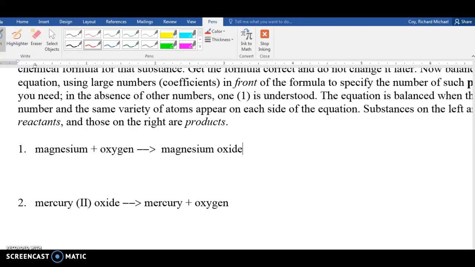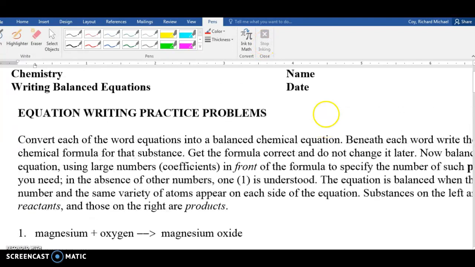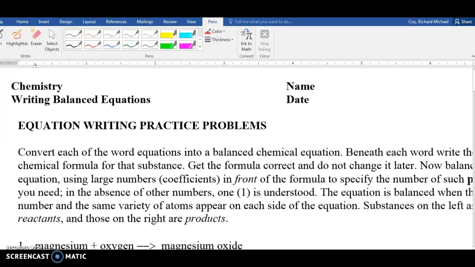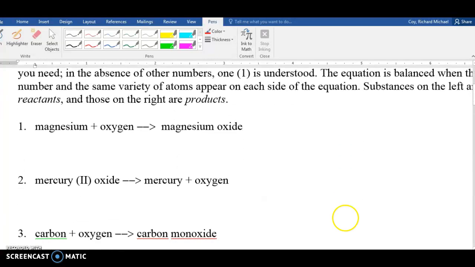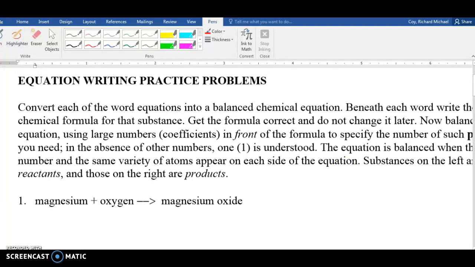Hello, everybody. All right, so here is the sheet that you guys are working on right now. It's just a practice sheet. You were given one in class. We went through that all together. Here are some practice problems. You can find it on Canvas. Of course, you know that if you've made it to this video. Anyhow, here are the instructions.